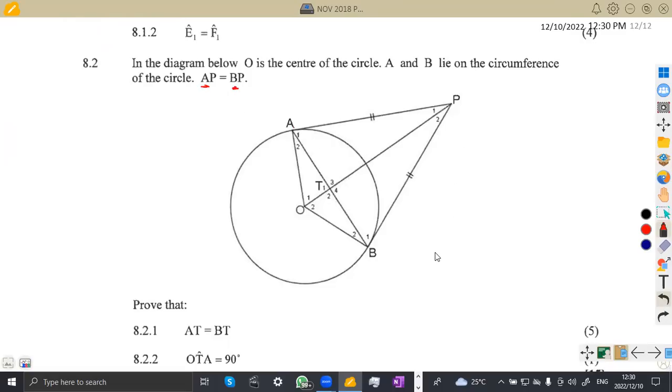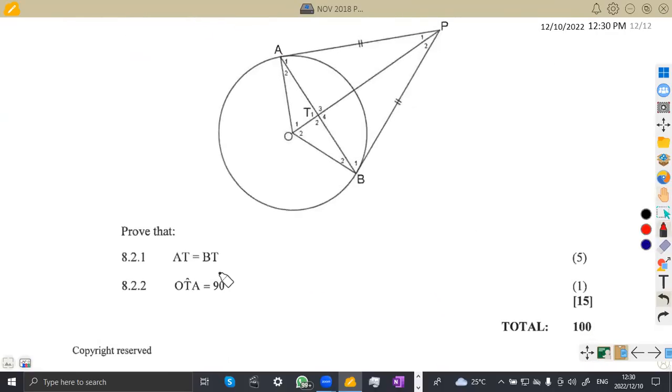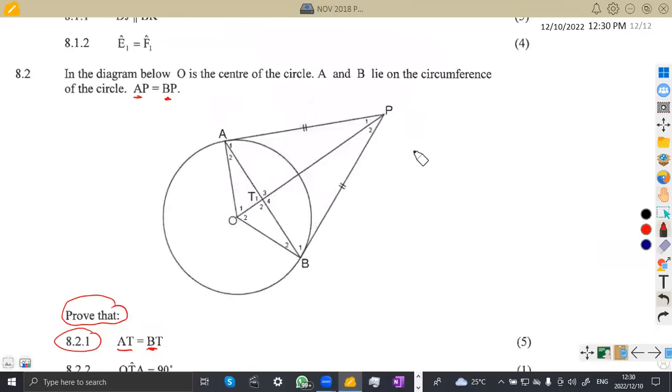Actually, that part you're supposed to know: if you are given two tangents from an external point to a circle, at their point of contact they are equal. So the question now is to prove that AT is equal to BT, that is 8.21. We can even put it here so that we can prove it. We want to prove that AT is equal to BT.